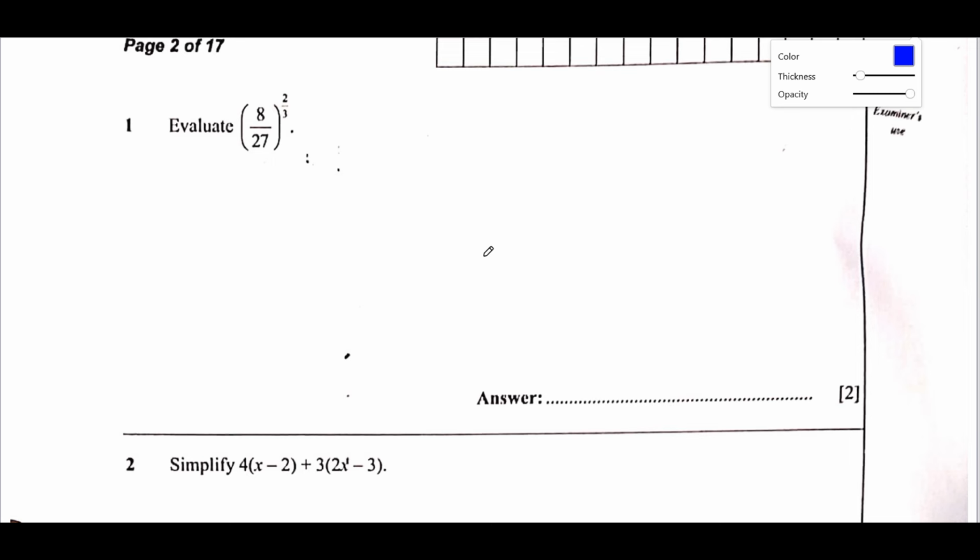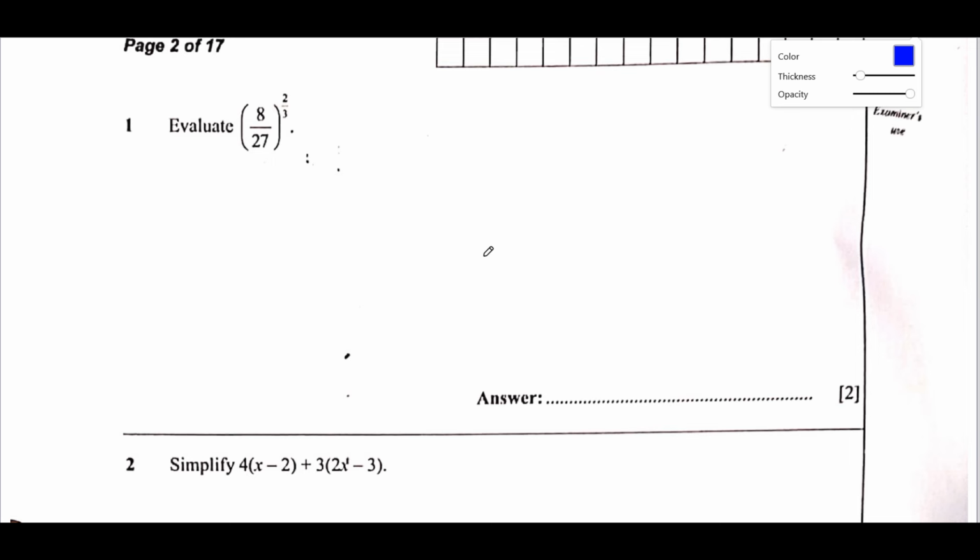As we can see, language in mathematics is very important, so you need to understand what it simply means when they say to evaluate. To evaluate simply means to find the actual numerical value. Right, so before we evaluate the given problem, let me first show you how to deal with this.